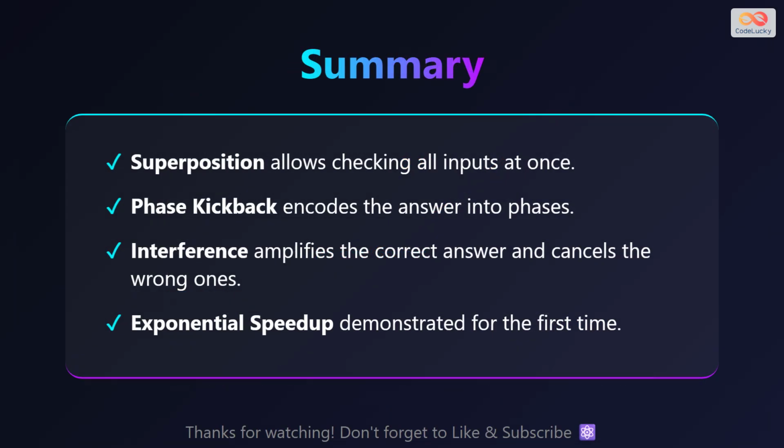To summarize, the Deutsch-Jozsa algorithm uses superposition to process all inputs at once, phase kickback to encode information into the quantum state, and interference to amplify the correct answer. It proved that quantum computers are not just faster classical computers, but operate on entirely different, more powerful principles.